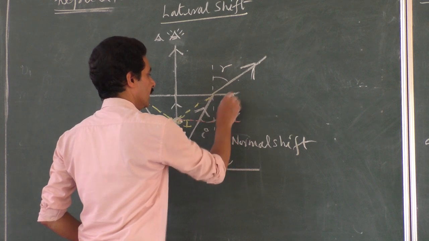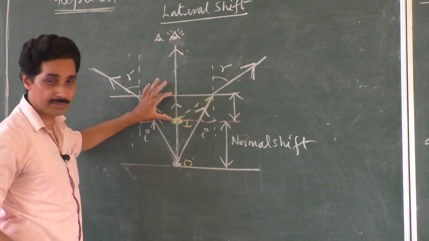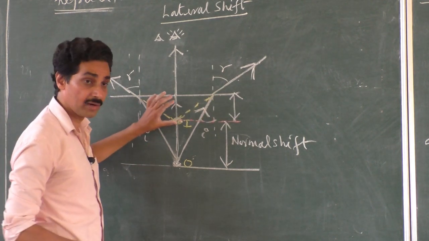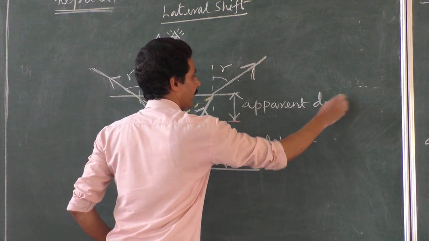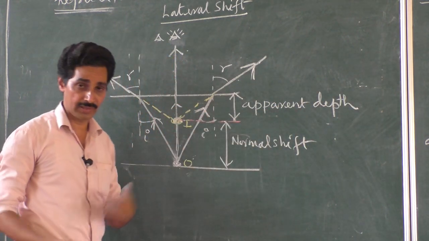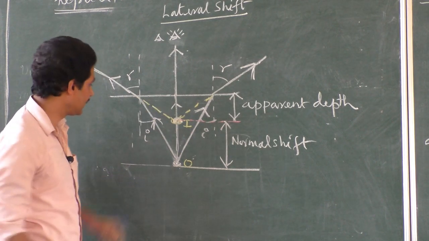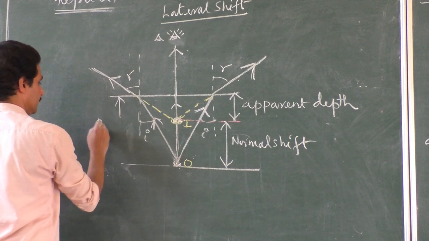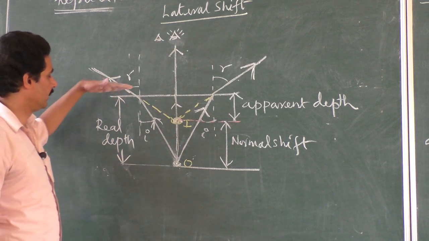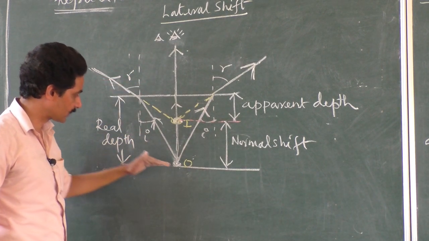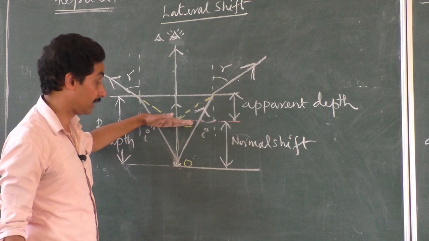Sir, can we indicate this depth by anything? This is the depth at which we see the object, but it is not real. So apparent depth. Please keep on writing this. Apparent depth is the depth at which we can see the object. At which depth it is seen, apparent depth. At what depth it is really situated, real depth. So real depth is from the actual surface to the actual position. Apparent depth is from the surface to the seen position, where it appears to be.